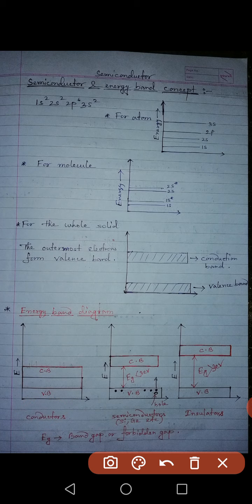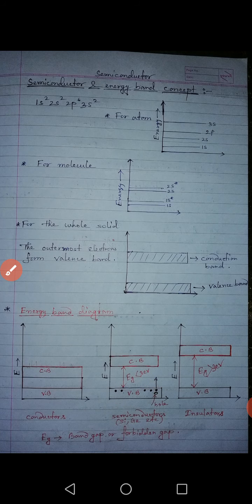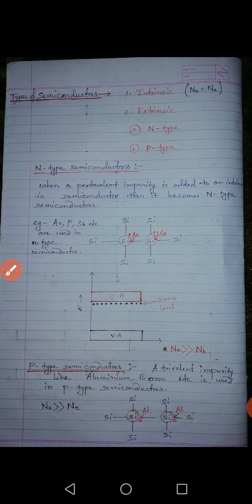But in the case of a semiconductor, when you increase the temperature, it helps the electrons move from the valence band to the conduction band, and once the electrons reach the conduction band, the conductivity increases, or in other words the resistance decreases. So it is inversely proportional. Okay, then we will proceed to the next topic, types of semiconductor.